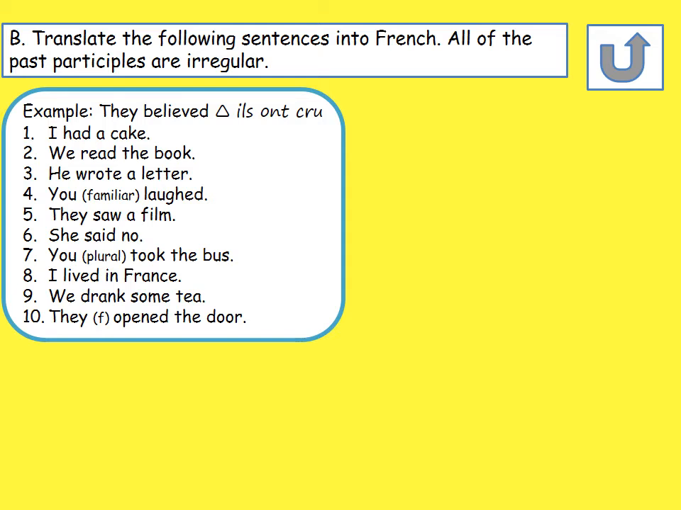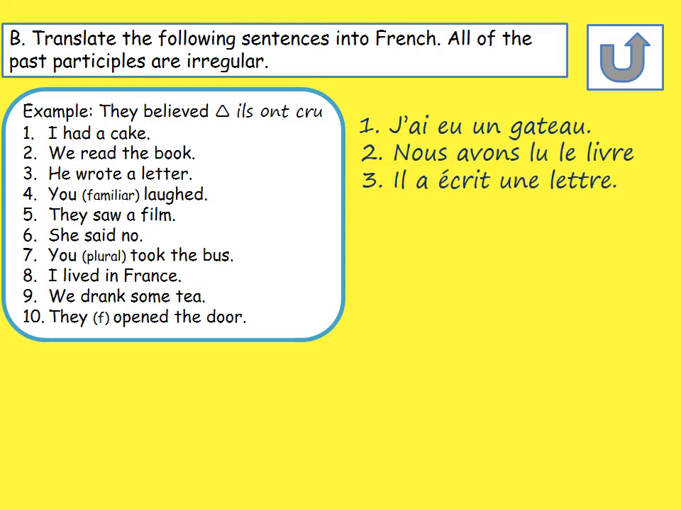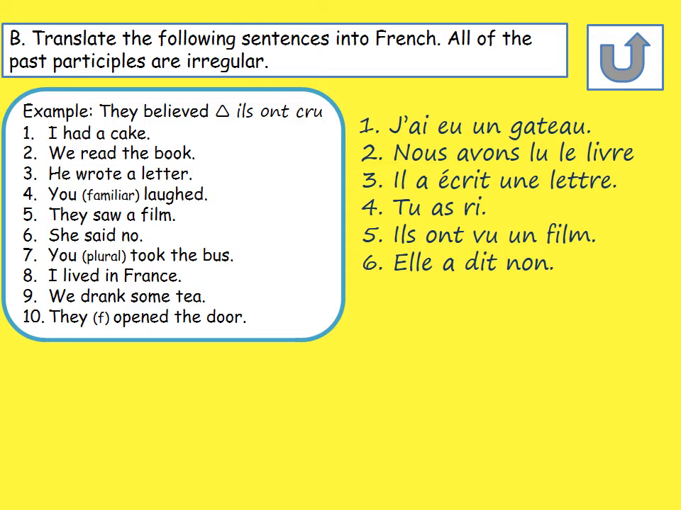Number 1, I had a cake. J'ai eu un gâteau. We read the book. Nous avons lu le livre. He wrote a letter. Il a écrit une lettre. You, familiar, so using tu, laughed. Tu as ri. They saw a film. Ils ont vu un film. If you've put elles ont vu un film, that is fine. She said no. Elle a dit non.